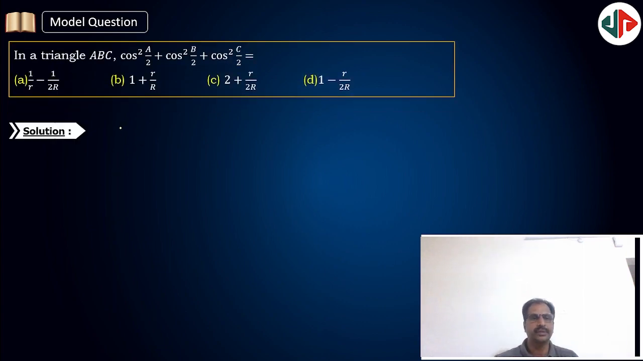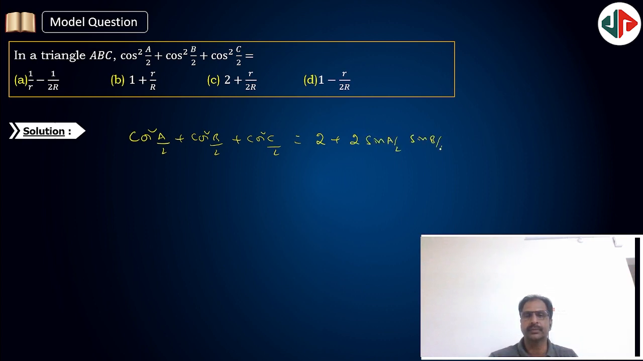In triangle ABC, cos square A by 2 plus cos square B by 2 plus cos square C by 2. Remember this shortcut: in triangle ABC, the value of this is 2 plus 2 sin A by 2 sin B by 2 sin C by 2. Remember this formula. This formula will be covered in the transformations chapter.